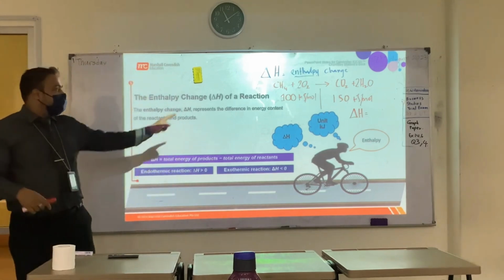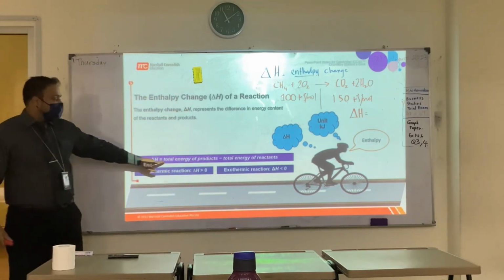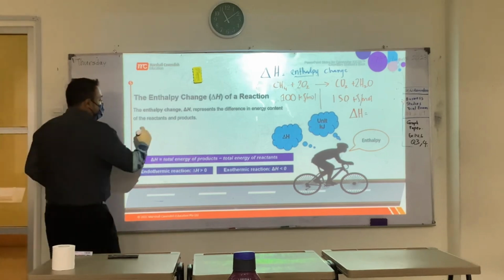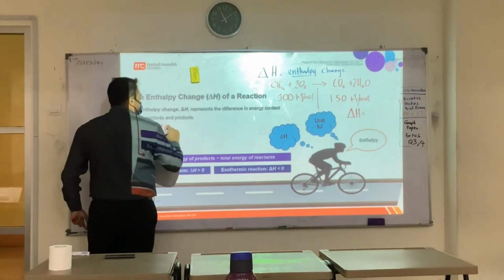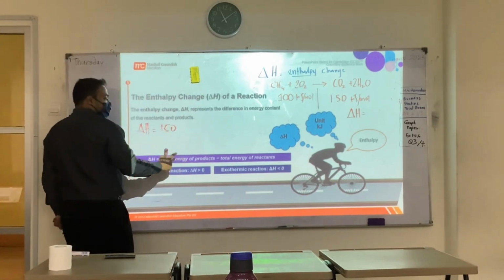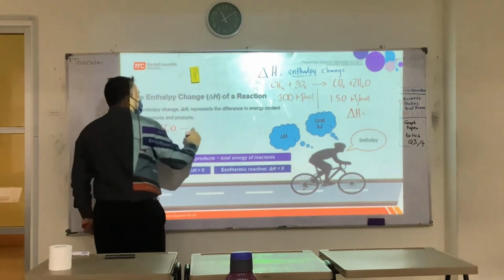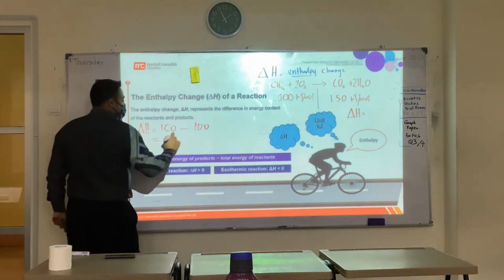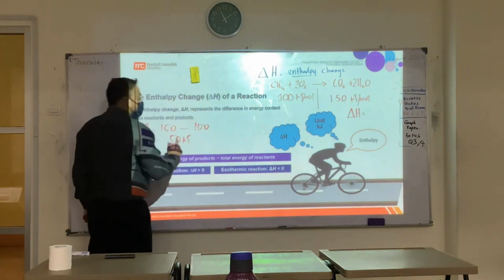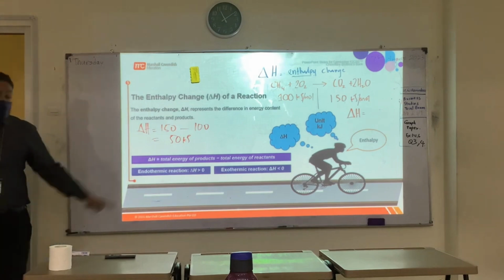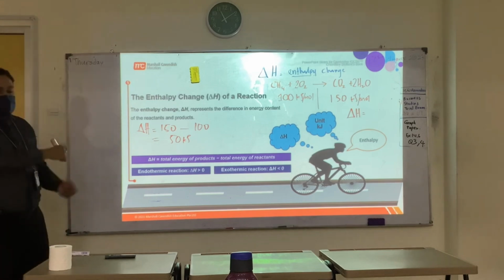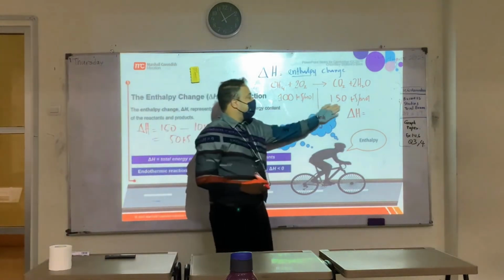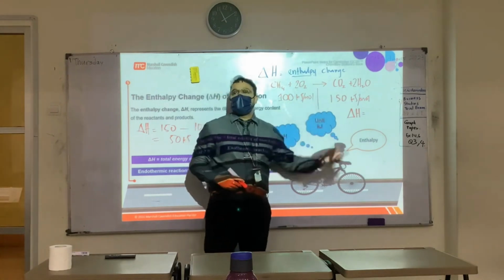Yeah, okay guys, what's delta H using this formula? Total energy of product, which is 150, minus total energy of reactant, 100. So it is 50 kilojoule. We put positive, but if you write this in the exam, it will be wrong. You know why? Because looking at that energy level on the left and right, can you tell me this is endo or exo?